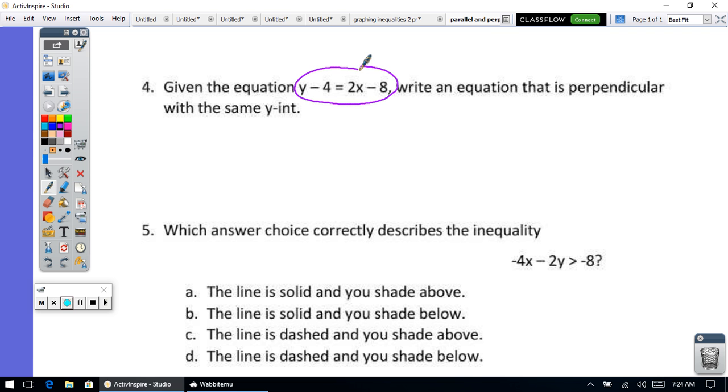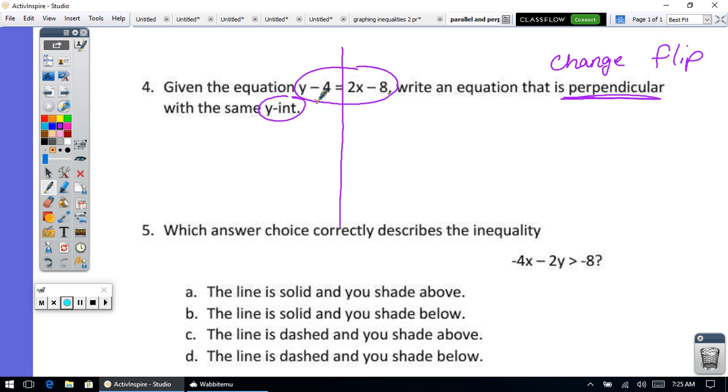4. Given the equation, so here's our original equation. Notice it is not in y equals. We have some stuff we're going to have to do here. Write an equation that is perpendicular. Remember, you have to do that, we'll call it change flip method. And it says with the same y-intercept. So we can actually do this with perpendicular. Parallel you can't, because you'll end up with 2 lines that are on top of each other. But notice that this is not in y equals. So this is not a move divide. This is just a move, because I don't have but just a 1 in front of y.